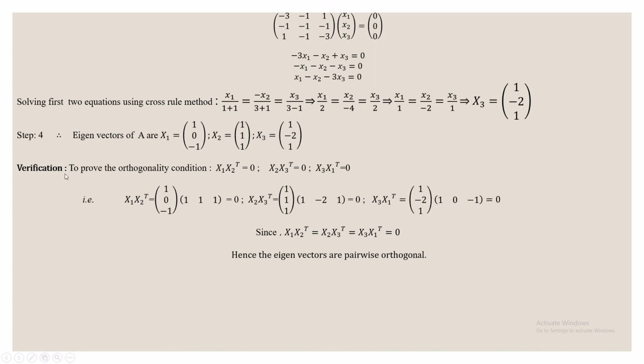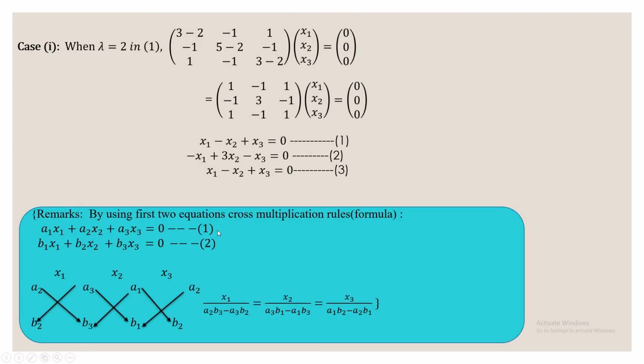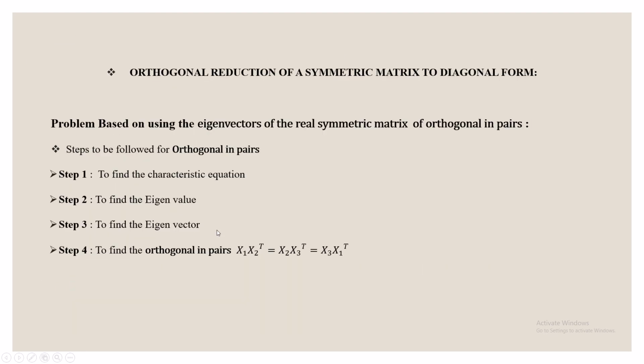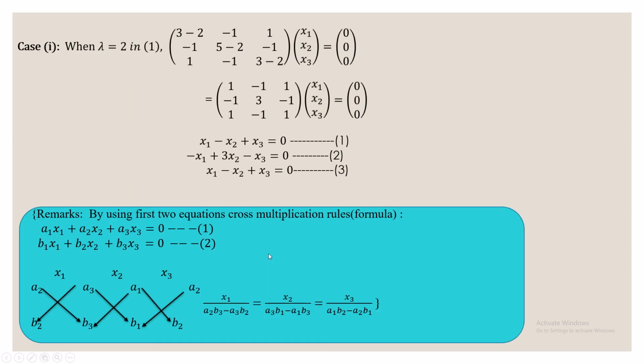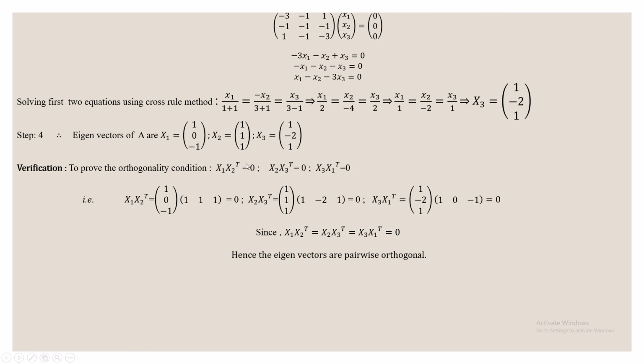How do you find the verification part now? Already you have seen the final step 1, to find the orthogonality condition. How can you find the orthogonal condition? See, this is your formula for the orthogonal pairs checking condition. X1 X2 transpose, X2 X3 transpose. You have to apply it over here. X1 X2 transpose equal to 0, X2 X3 transpose equal to 0, X3 X1 transpose, you will get 0. Now write X1 here as it is.